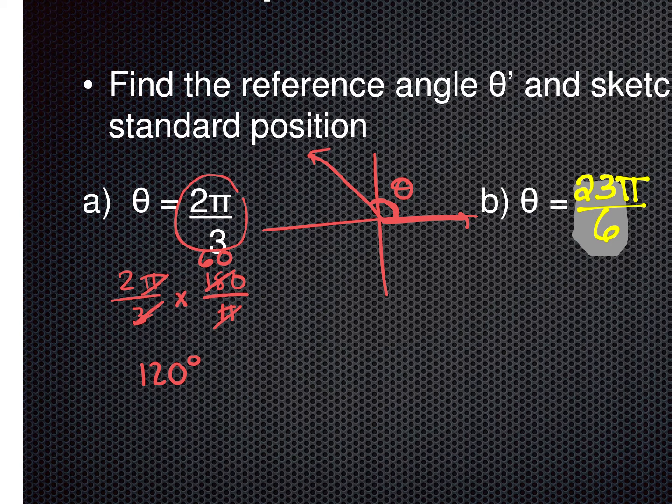Which formula am I using in quadrant 2? 180 minus theta, but here I want to stick with radians since it was given to me in radians. So what's pi minus 2 pi over 3? What do I need if I'm subtracting fractions? Common denominator. So I'm going to change pi to be 3 pi over 3, which would make this pi over 3. So my reference angle is pi over 3. My reference angle just goes from the horizontal line to the terminal side. So this here would be my reference angle.